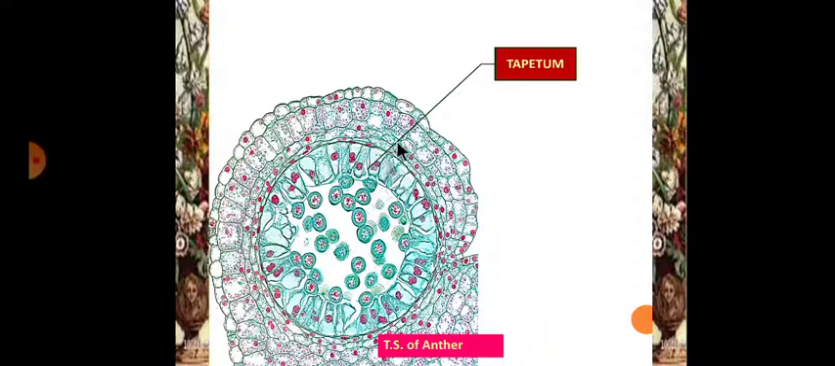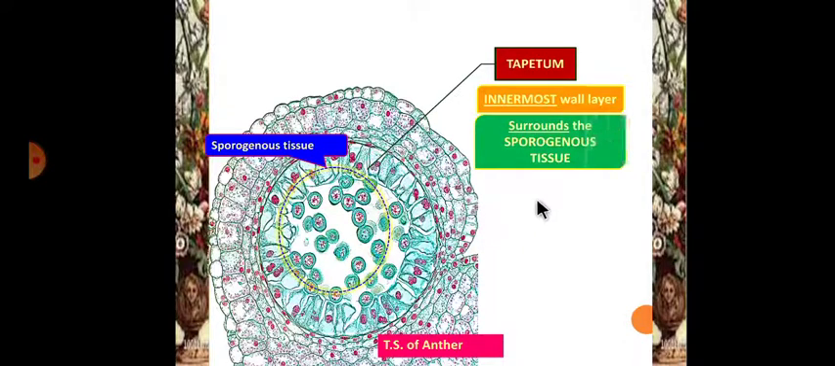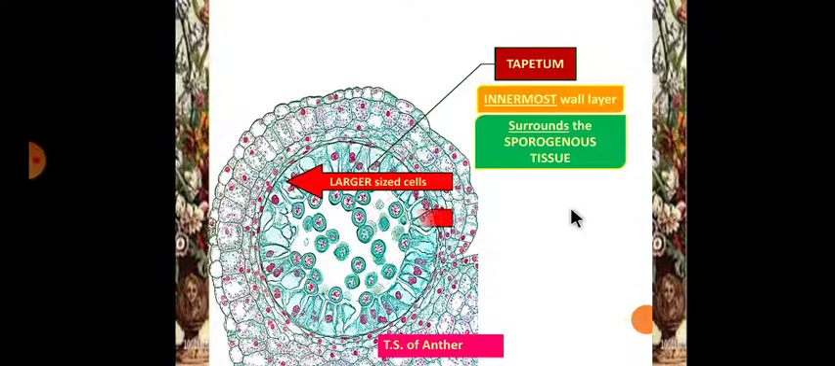The cells which are present internal to the middle layer are called the tapetum. These are said to be the innermost wall layer of the anther, and next to the tapetum, there will be a mass of tissue called sporogenous tissue, which divides and develops into microspores. So the innermost wall layer surrounds the sporogenous tissue, and the cells will be larger in size. They contain dense cytoplasm, and they contain one or more diploid nuclei.